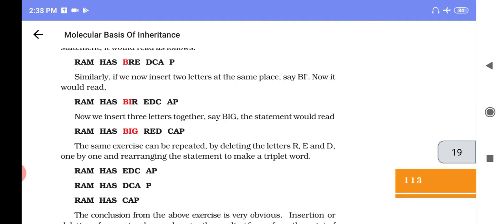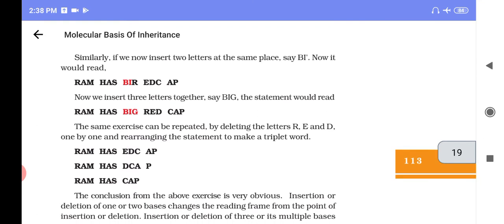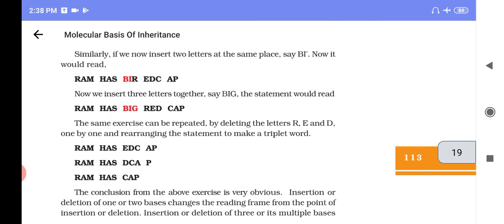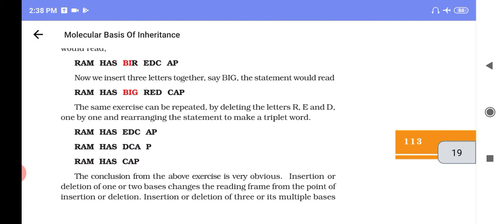The same exercise can be repeated by deleting the letters R, E and D one by one and rearranging the statement to make triplet words. The conclusion from the above exercise is very obvious.